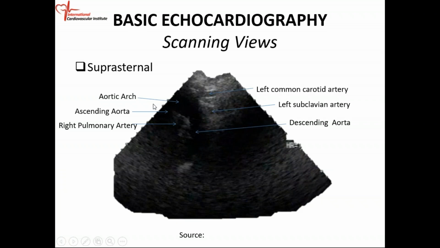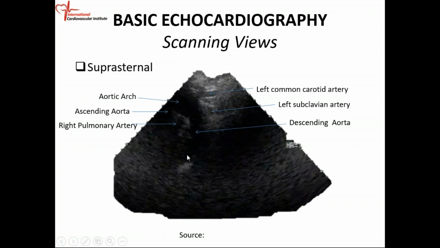The different structures that make up this view, you have, this is your right pulmonary artery right there. Now coming off the aortic arch, you have to know the blood vessels that come off the aortic arch. Over this side, we have the innominate artery, and the innominate artery divides into the right subclavian and the right common carotid. Right over here, we have the left common carotid and the left subclavian.